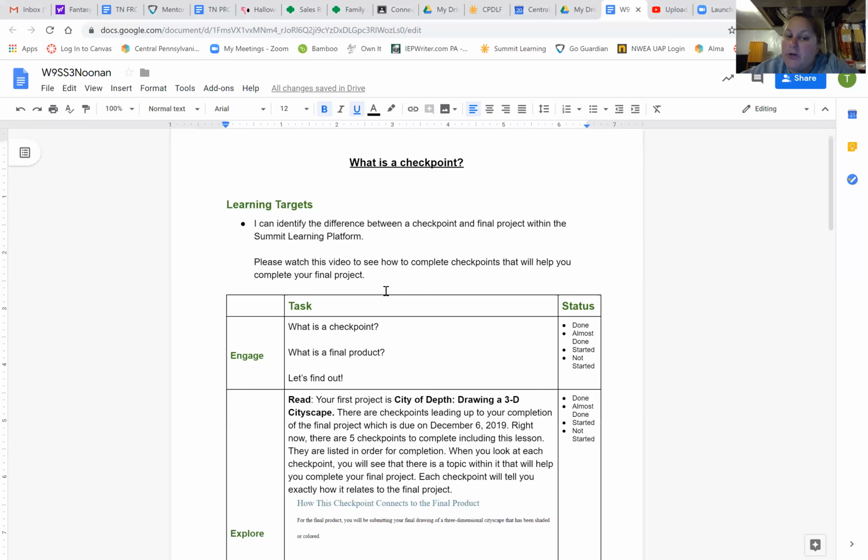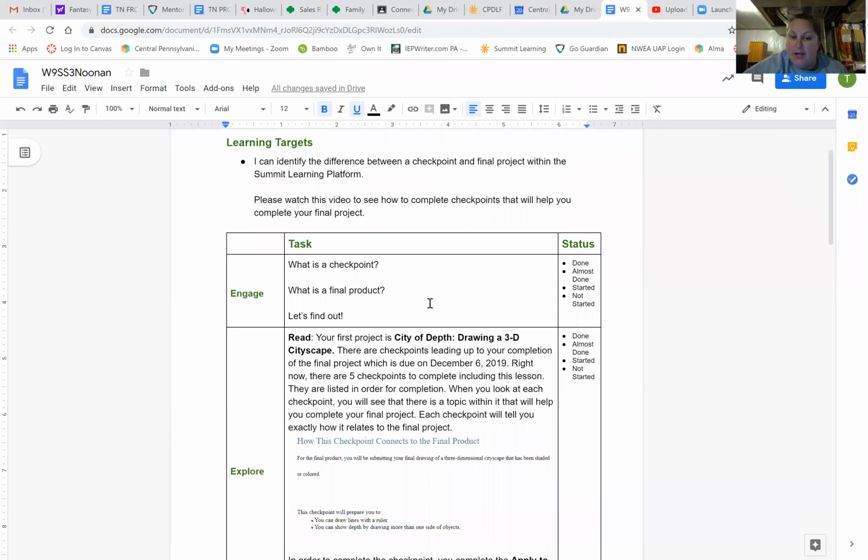Your learning target for this week is that you can identify the difference between a checkpoint and final project within the Summit Learning platform. The checkpoints give you feedback to help you get better for your final project, which is graded. So what is a checkpoint? What is the final product? If you read down through here, this explains what your first project is. It's a cityscape 3D drawing.